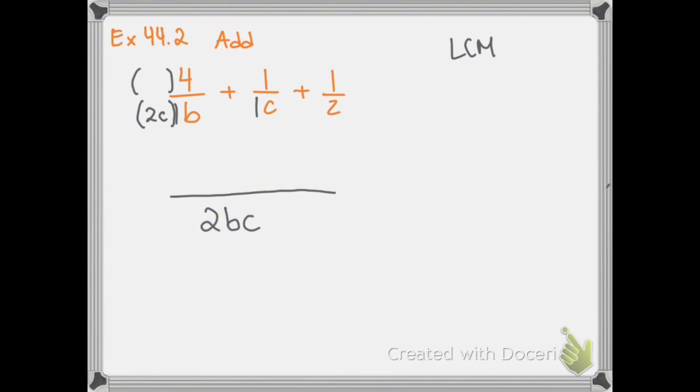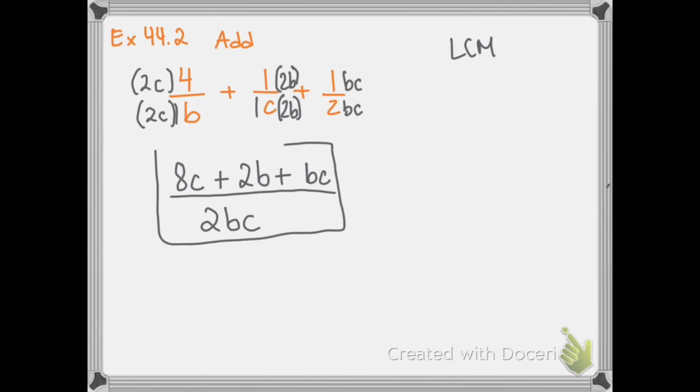And whatever we do on the bottom, we also have to do on the top. So 4 times 2 is 8C. Then we multiply the C times 2B. And then we multiply the 2 times BC. And the answer will be 1BC. Notice that there's no like terms on the top, so we can't add them, and that would be our answer.